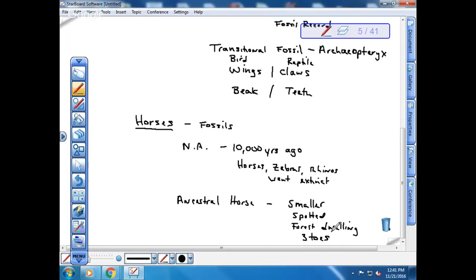So there's a really interesting place in North America, in Nebraska. And I've been to some of these fossil places. There's lots of really cool ones in North America. But in Nebraska, they have a place called Ashfall.